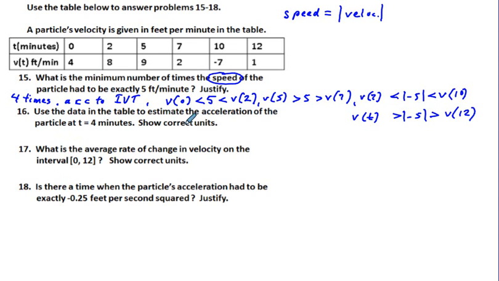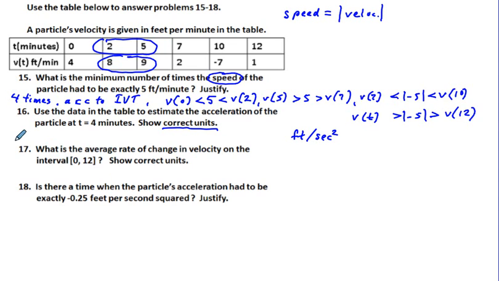Use the data in the table to estimate the acceleration of the particle at t equals 4 minutes. Show correct units. Well, we have feet per minute, so our correct units are going to be feet per minute squared. That's the correct units already. And how many do we have? We're going to have at t equals 4 minutes. Well, we don't have exactly 4, so we have to use these two here.